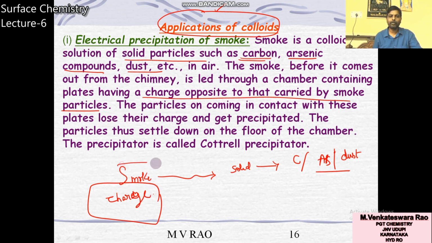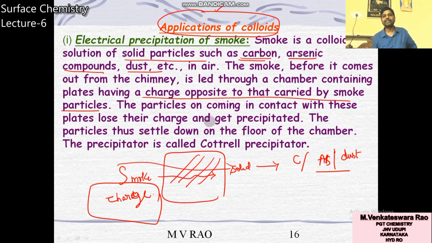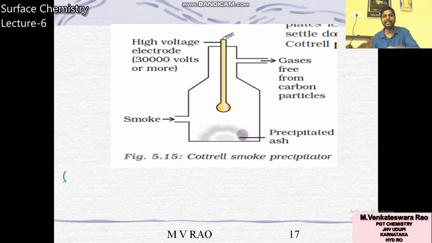So you have to pass this colloid through some plates. These plates contain an electrolyte with ions opposite to the charge of the smoke colloid. The particles, on coming in contact with these plates, lose their charge and get precipitated. Once precipitated, all the solid particles settle down there only, on the floor of the chamber. The precipitator is called the Cottrell precipitator. You can see the diagram here.